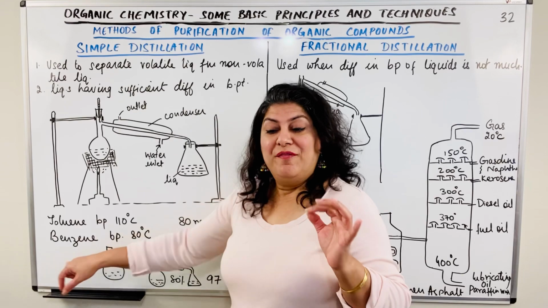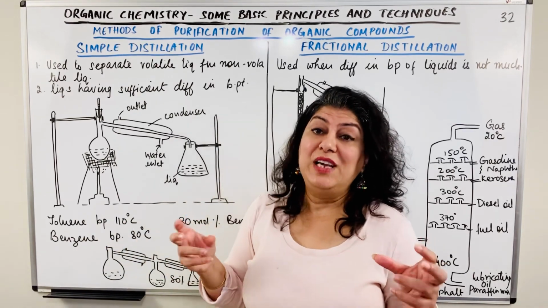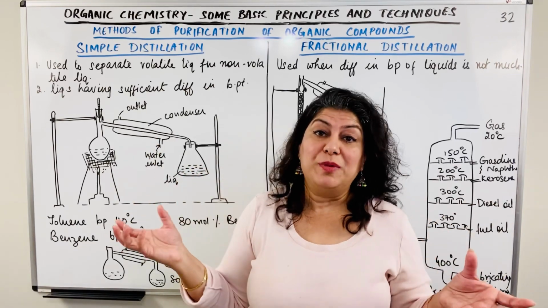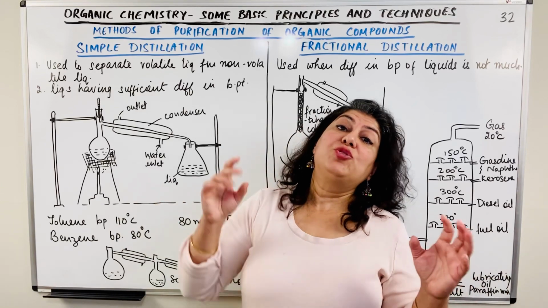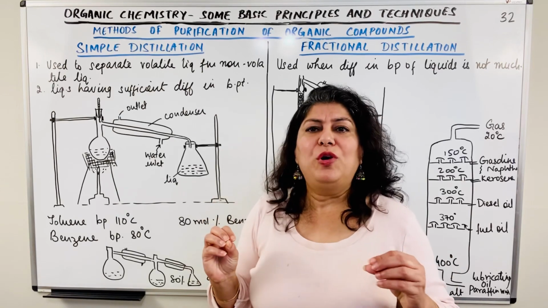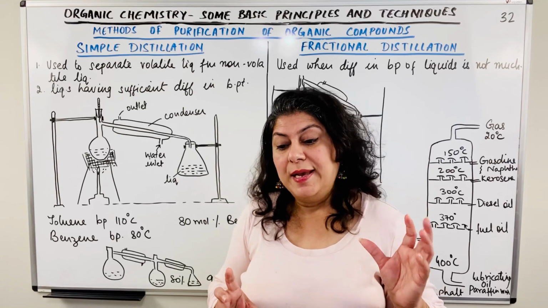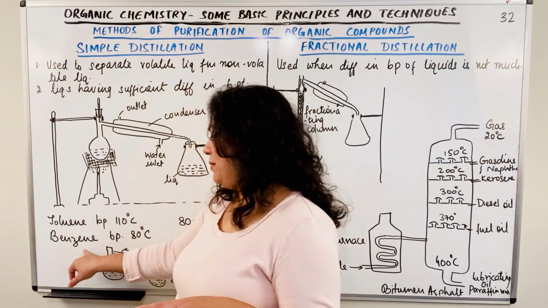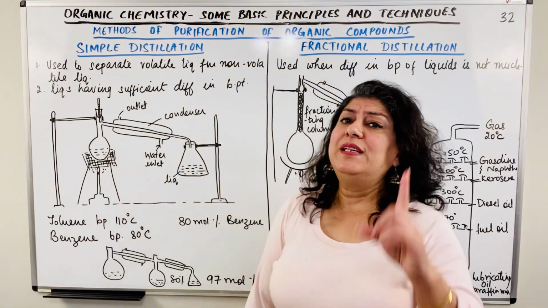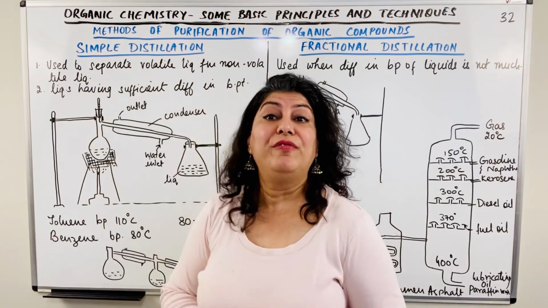But remember, when you have molecules, even if you have 1 mole of a liquid, the number of molecules is so large, it is equal to Avogadro's number. That is 6.023 into 10 to the power 23 molecules of that substance. So some of the molecules will definitely have more energy. So what happens, even if you are carrying out the distillation and benzene has a boiling point of 80 degrees Celsius, some molecules of toluene will still have enough energy that they can escape in the form of vapors.